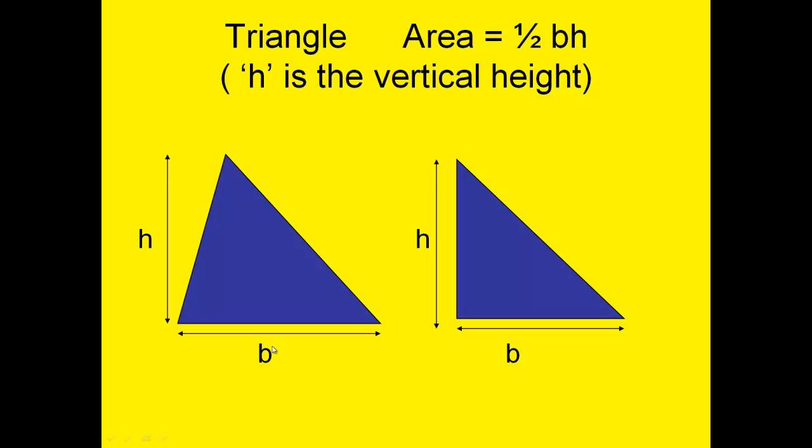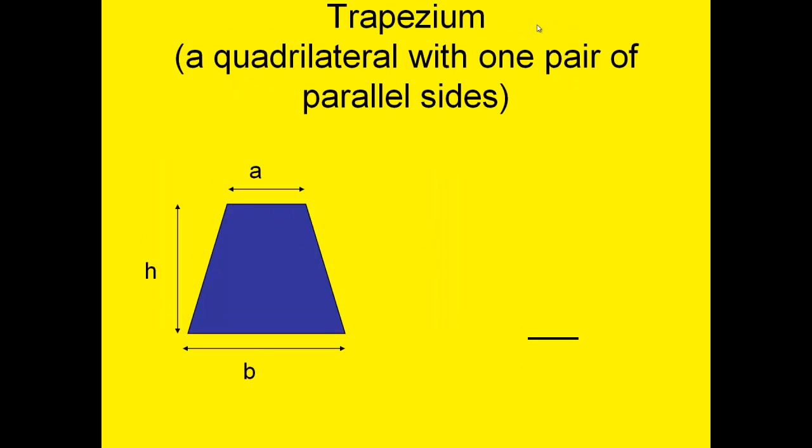So what is the area if I have B and H? Just half B multiply H. What is the area of a triangle? Half base multiply height.